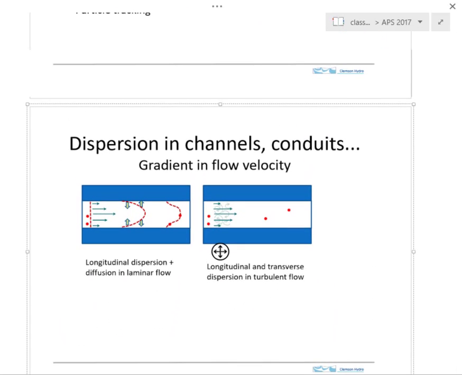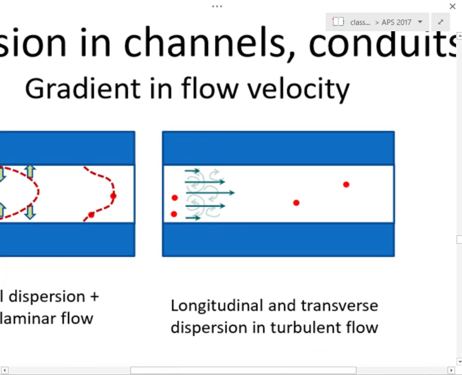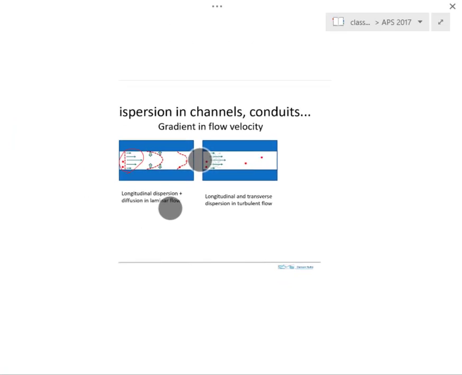Okay, so let's take a look at flow in channels. We saw this earlier. We had this spreading or dispersion from gradients in the velocity. This is a process called Taylor dispersion. We may also have dispersion just as a result of these turbulent eddies. So here are these little turbulent eddies that will cause some dispersion and mixing.